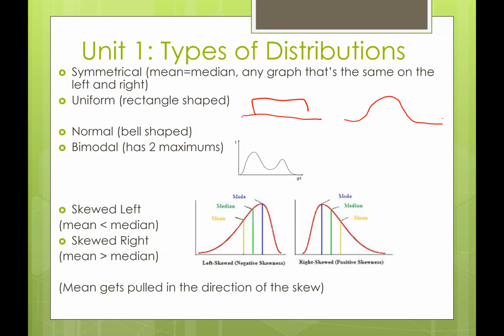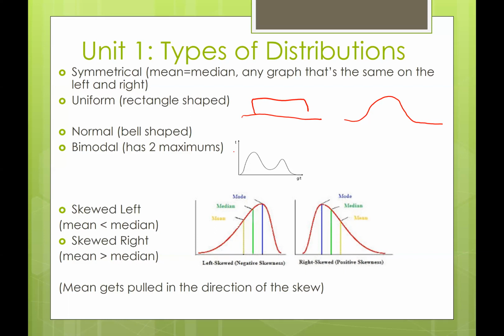Bimodal is a graph with 2 maximums, so there needs to be a distinct dip between the data like this. And then there'd have to be multiple data on both sides. We can't just have like 1 or 2 on one side and 100 on the other side. If there's 1 or 2 and 100, the 1 or 2 are just outliers. It's not another mode or max in the data.